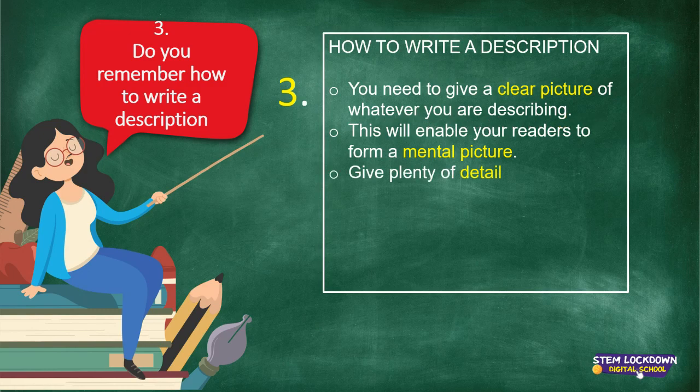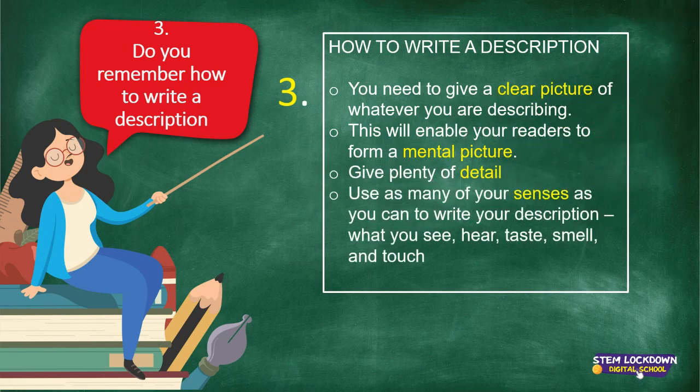You've got to give plenty of detail, and you need to use as many of your senses as you can to write your description. What you can see, what you can hear, what you can taste, what you can smell, what you can touch. Sometimes we can only use 2 or 3 of our senses. Just depends on the animal.